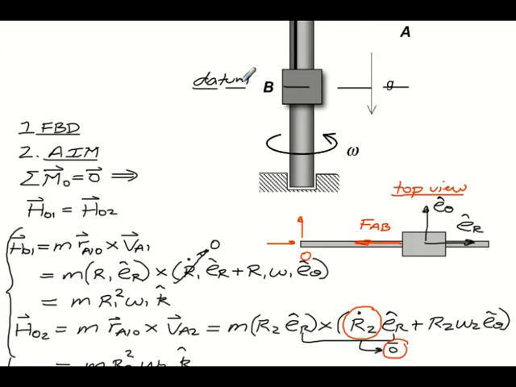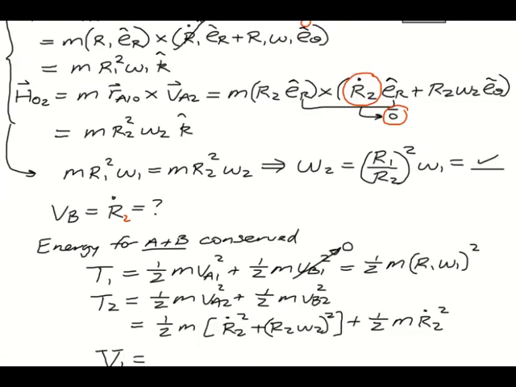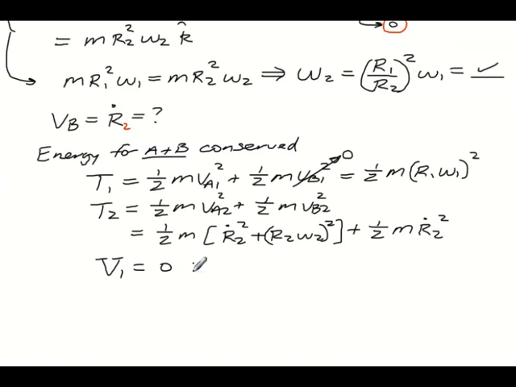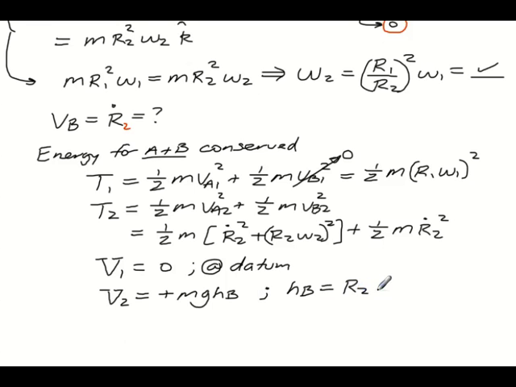In terms of V1 and V2, I need to define my datum. And what I'm going to say here is that my datum position is going to be where B is at the start. So by that definition, the initial potential for the system is 0. V2. Since B moves up, it's going to be a plus sign. mg, and the height change for B is equal to the distance that A has moved out on that arm. So it's r2 minus r1. We have that information.